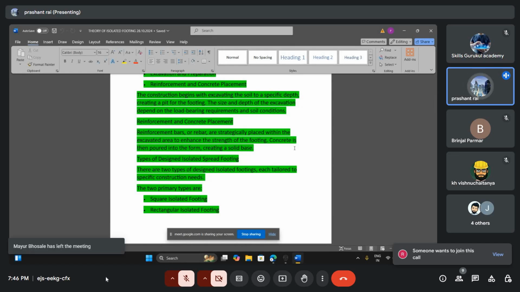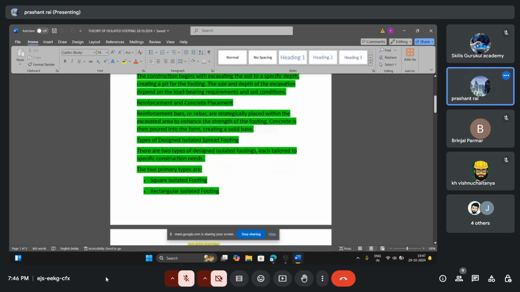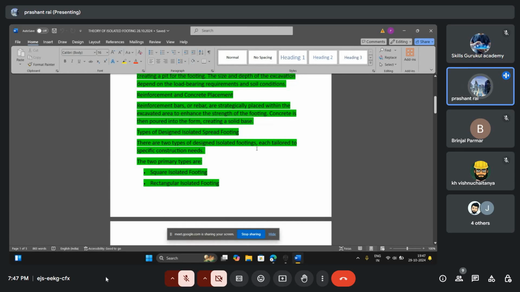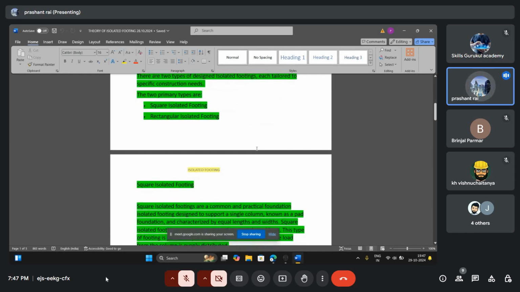After excavation, we do reinforcement and concrete placement. Reinforcement bars, or rebar, are structurally placed within the excavated area to enhance the strength of the footing. Concrete is poured into the form, creating a solid base. The types of isolated footing design are the square isolated footing and the rectangular isolated footing, and the rectangular isolated footing is most commonly used in India.